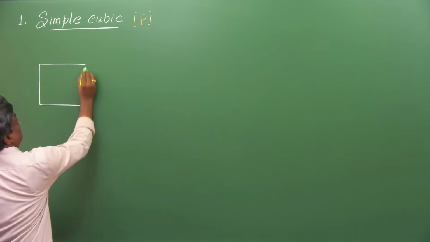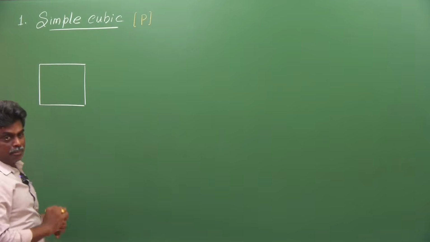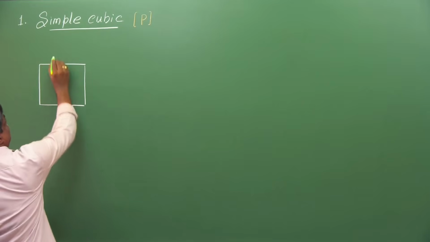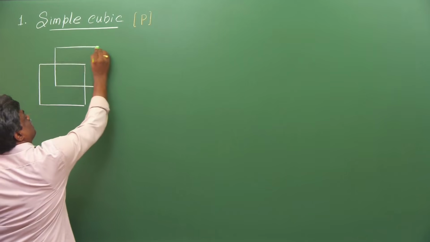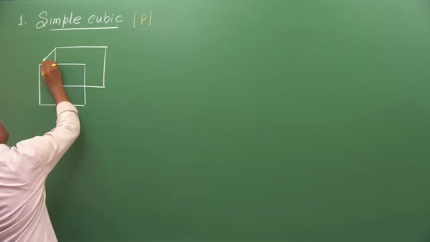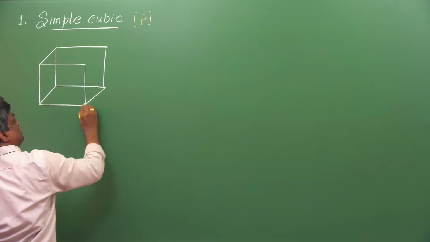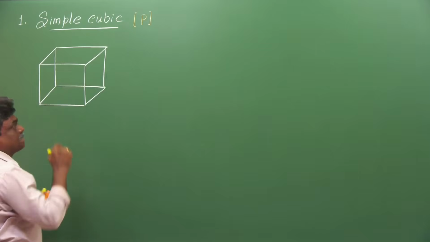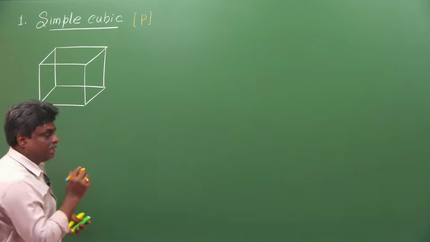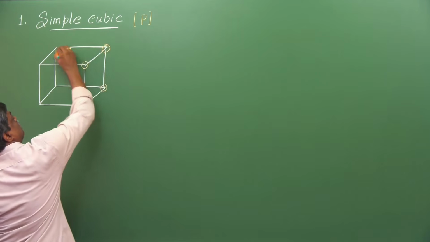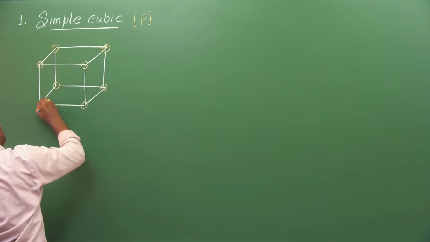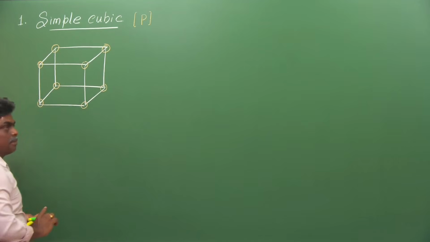So a lot of diagrams will be there. So maintain patience and draw carefully. For both teacher and student, it's a patience test. So that's it. This is the simple cubic. We have 8 corners. At each corner we have an atom, a lattice point and an atom like this. That's it. This is the simple cubic structure.